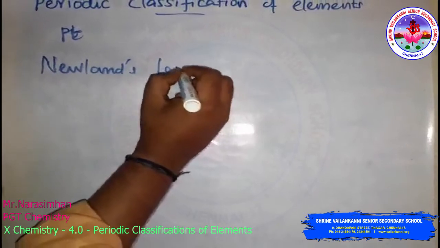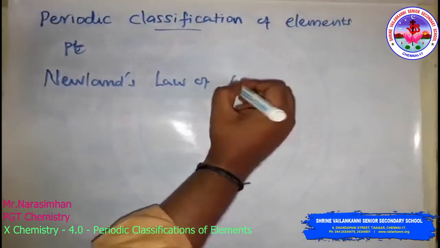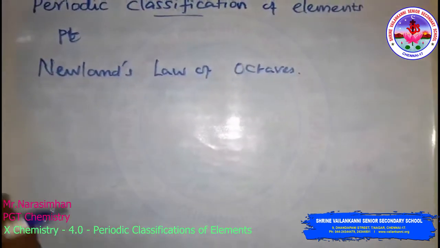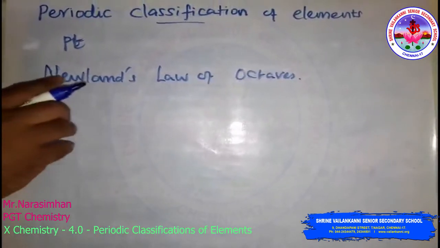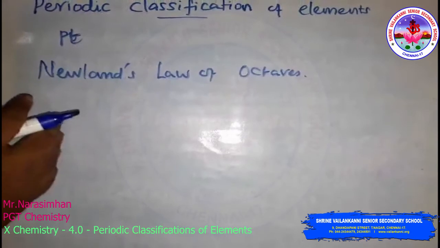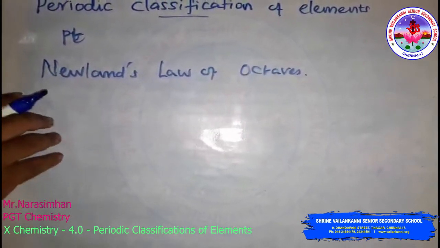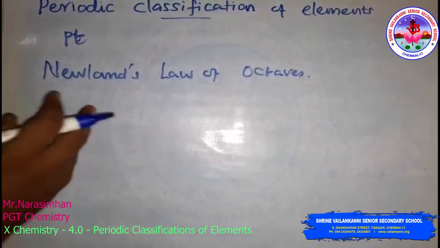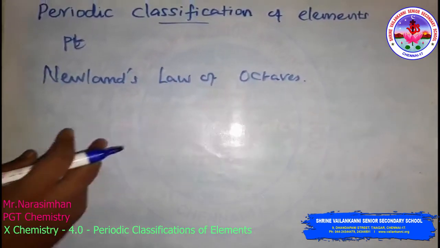Newland's law of octaves. These attempts of Dobereiner encouraged other chemists also, like the British chemist John Newland.